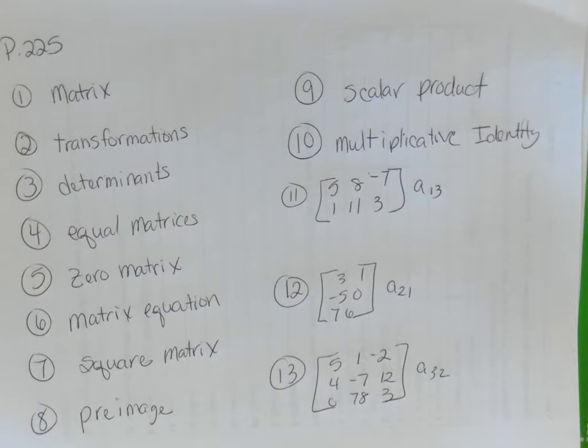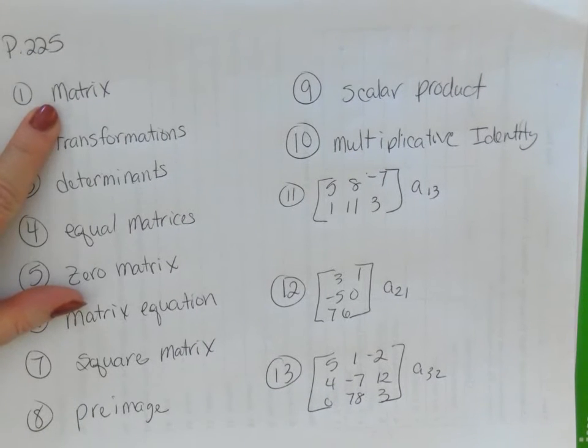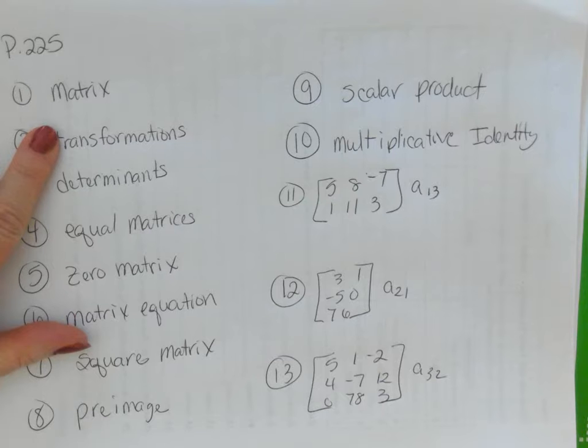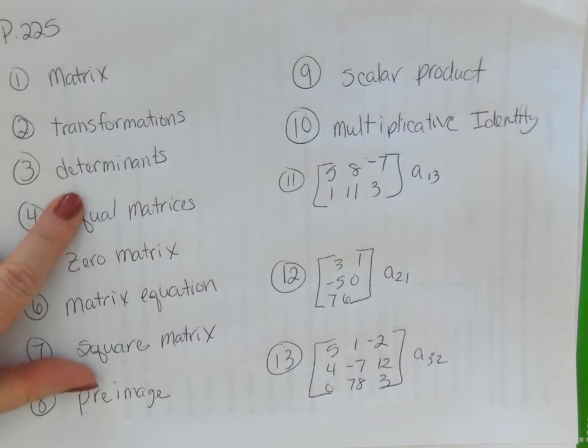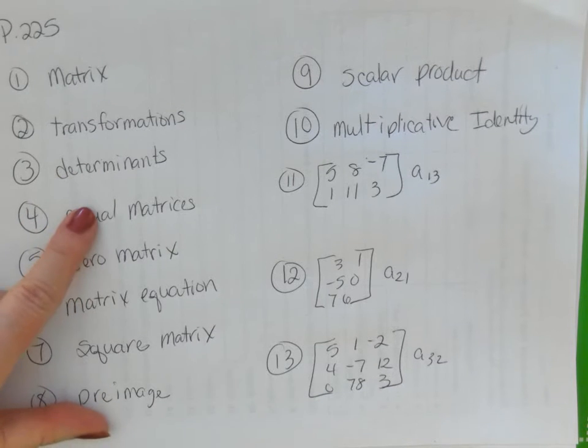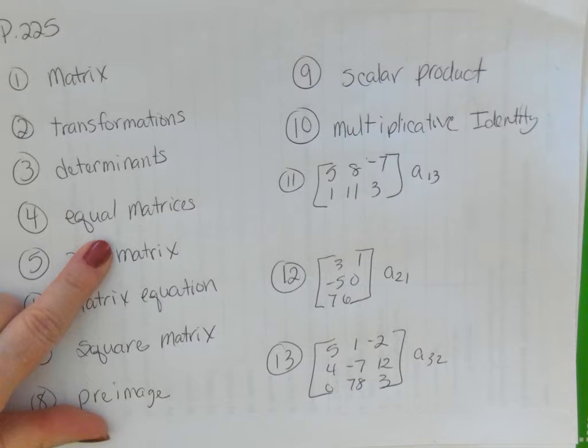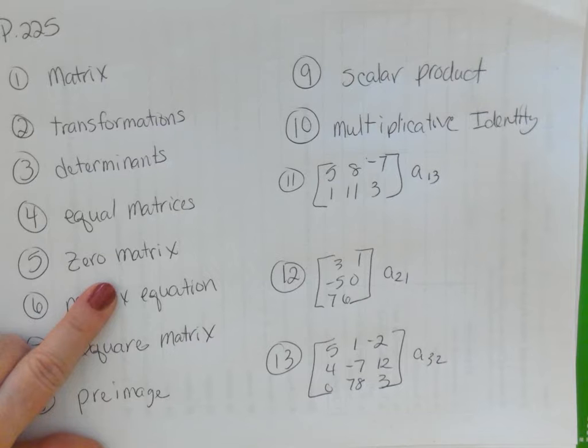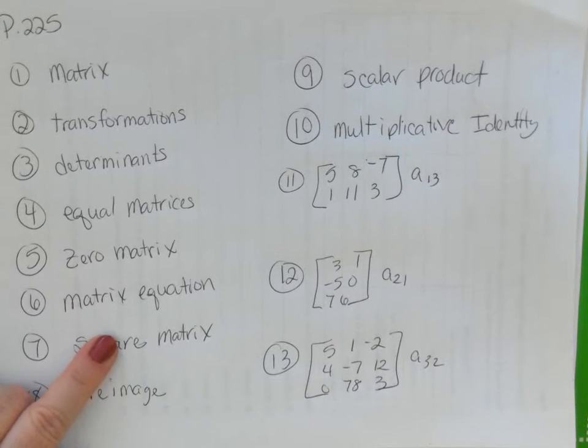Okay, a blank is a rectangular array of numbers, that's a matrix. Transformations, or translations, dilations, reflections, and rotations are all transformations. Number 3, Cramer's rule uses determinants to solve systems of equations. Number 4, if corresponding elements of a matrix are equal, then the matrices are equal matrices. The additive inverse of a matrix is the zero matrix.